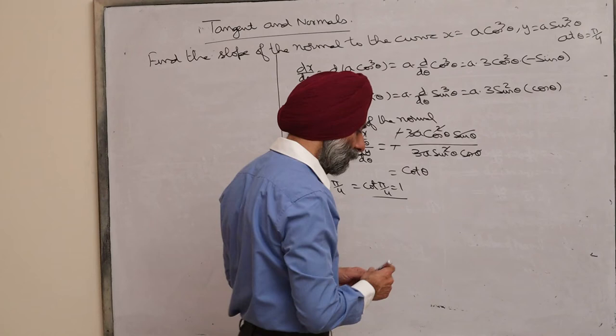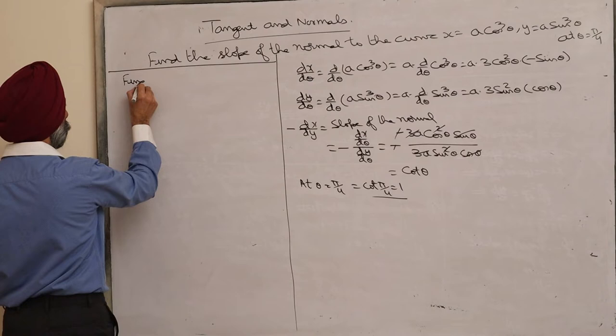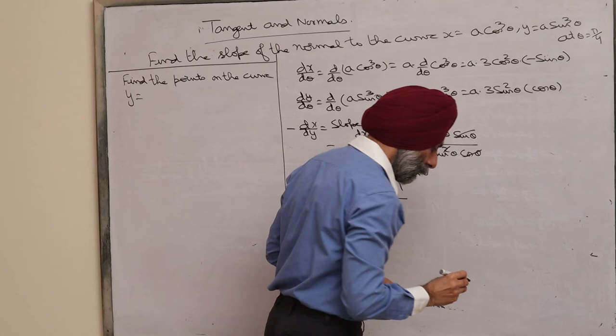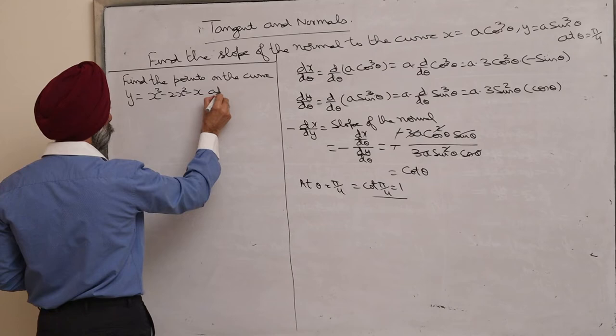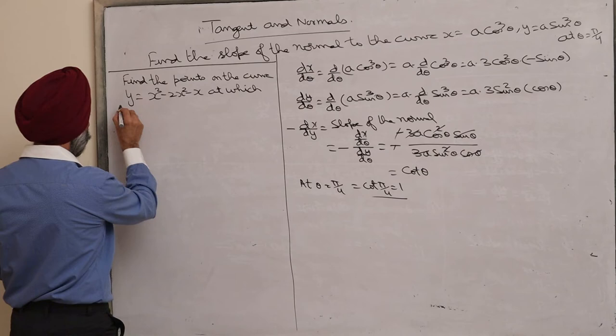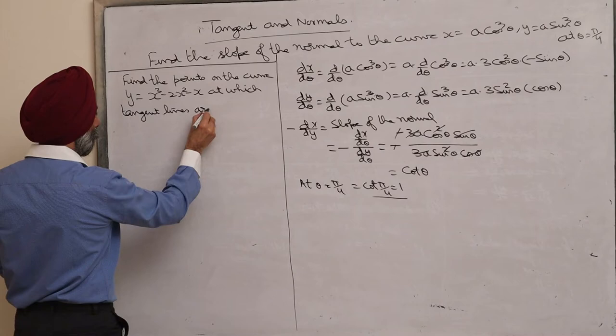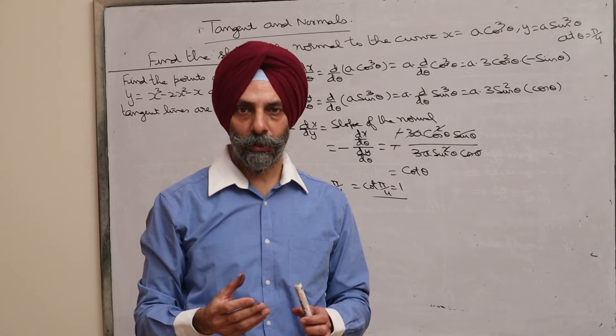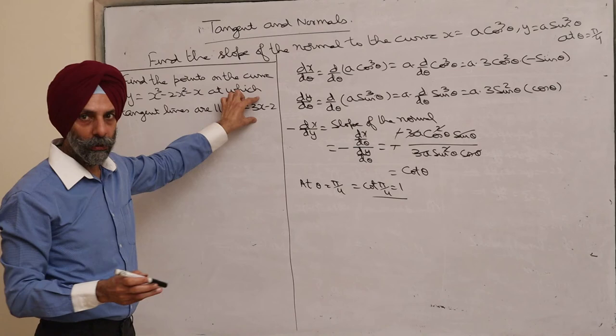Now next is find the points on the curve y is equal to x cube minus 2x square minus x, at which the tangent lines are parallel to y is equal to 3x minus 2. Now this question is different from all the previous questions. Here we have to find the coordinates of the point on the curve where the tangent is parallel to this line. That means slope of the tangent will be same as the slope of this line here.